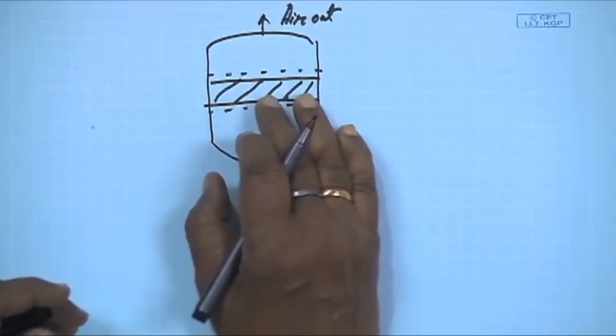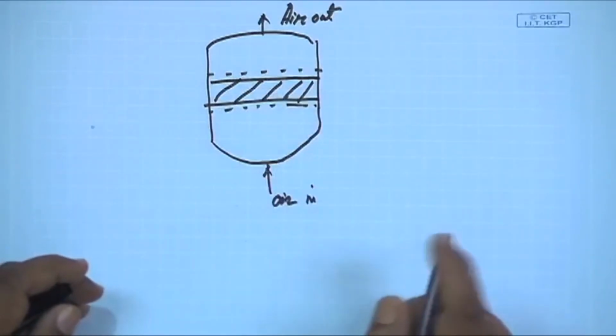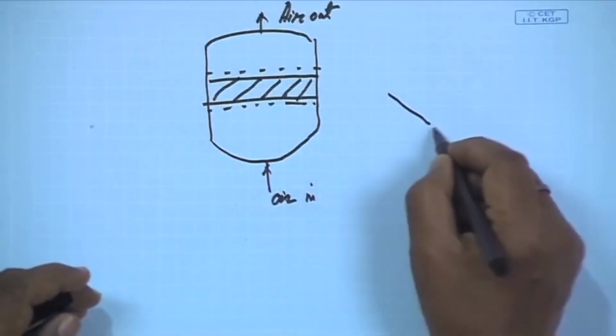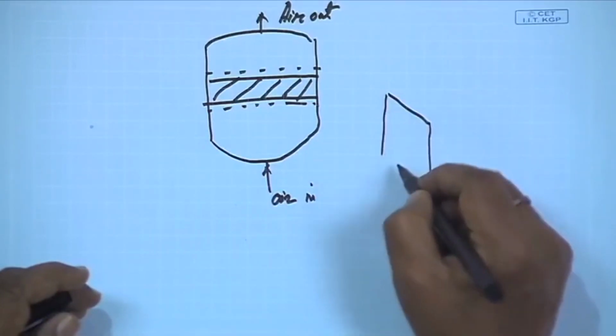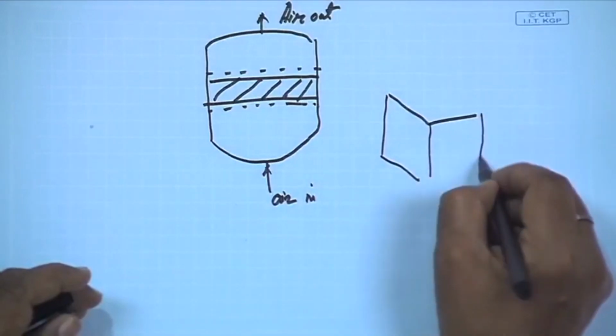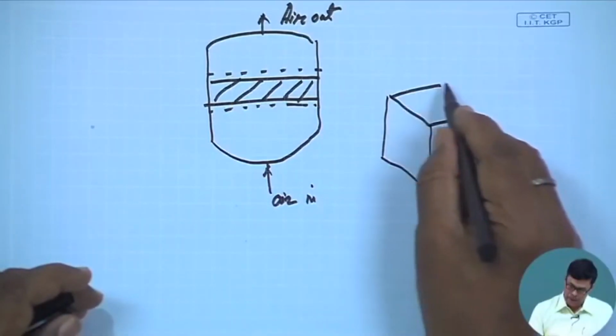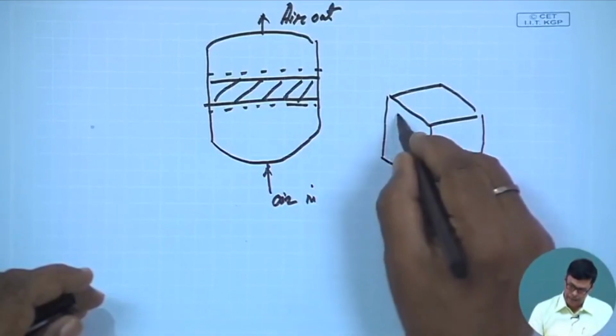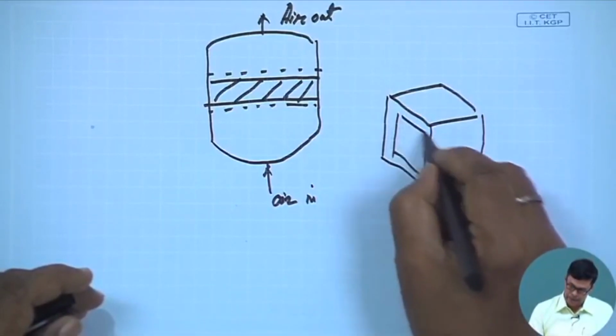So the question comes: how can we make this air filter compact? Now if we have some cubical arrangement like this air filter, we can have this inside.